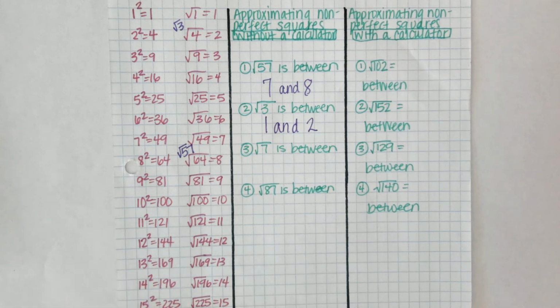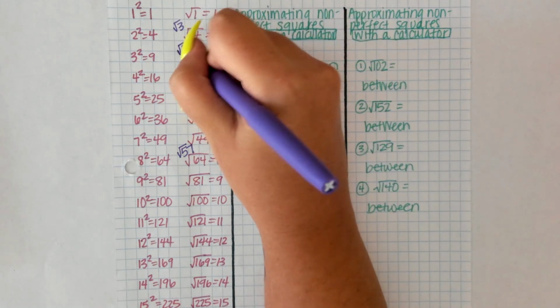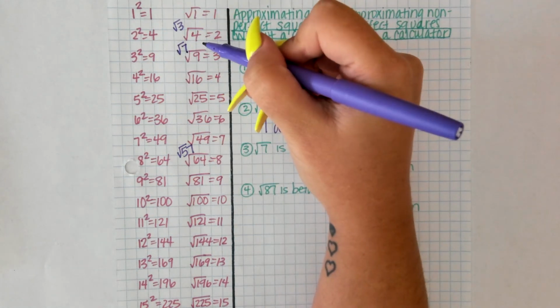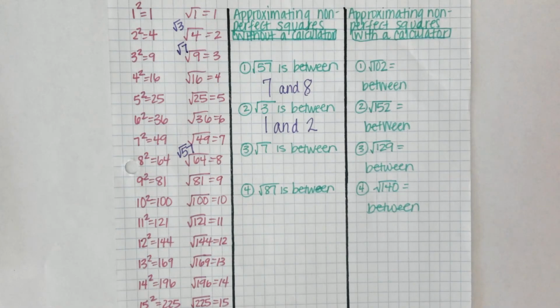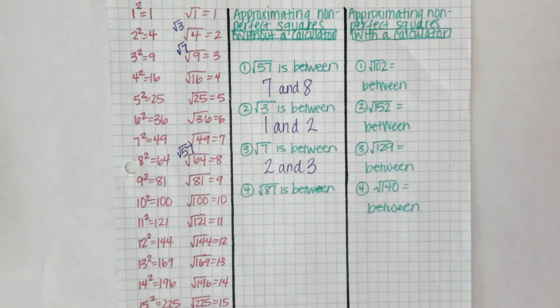Number 3, the square root of 7 is between which two numbers? So the square root of 7 would go between the square root of 4 and the square root of 9. So I know the square root of 7 is going to be between 2 and 3.